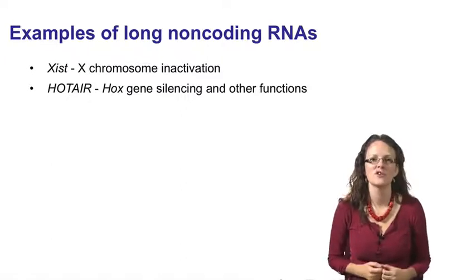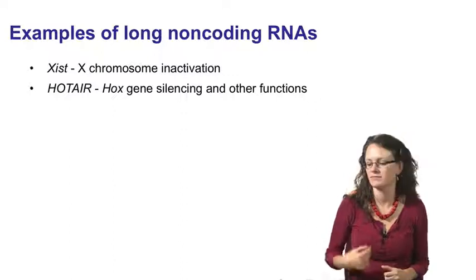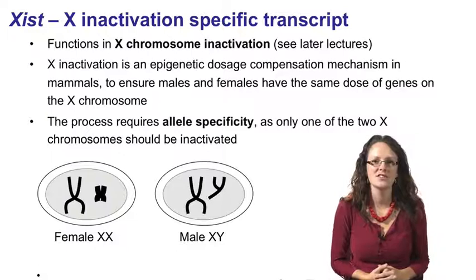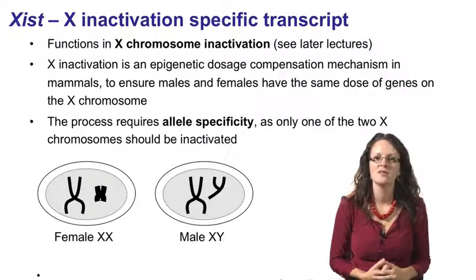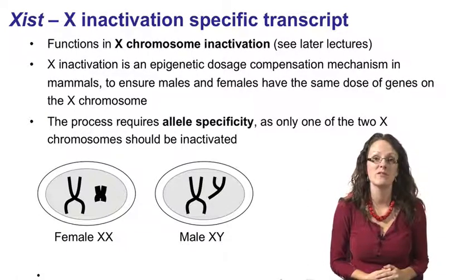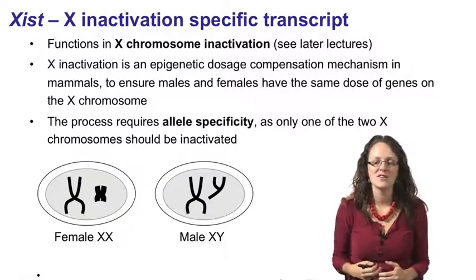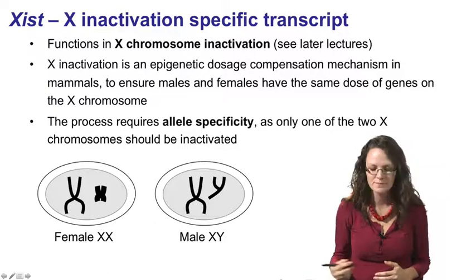In this lecture, we're going to talk about two examples of long non-coding RNAs, Xist and HOTAIR. So Xist is named because it's the X inactivation specific transcript, and it was the first long non-coding RNA to be discovered back in 1991. It has a function in X chromosome inactivation, which we've talked about in previous lectures.